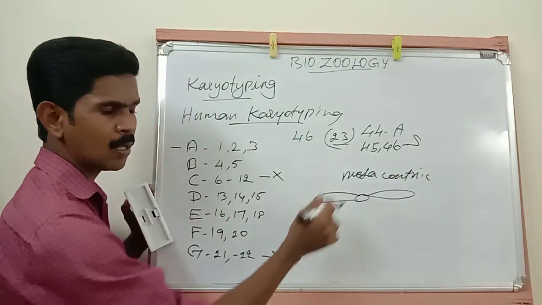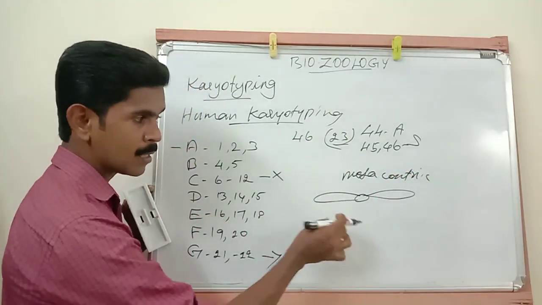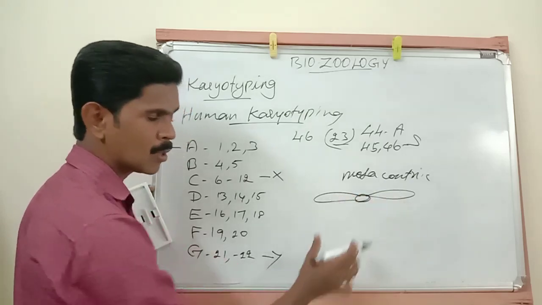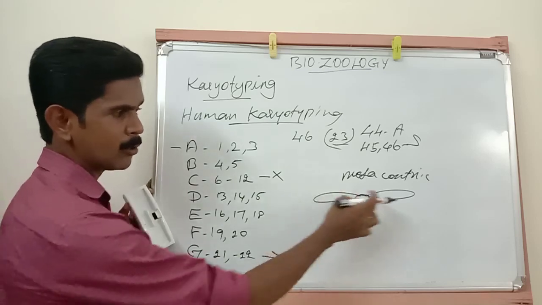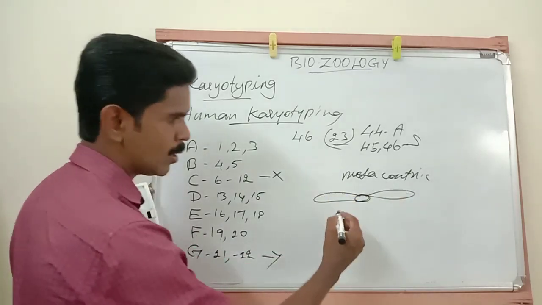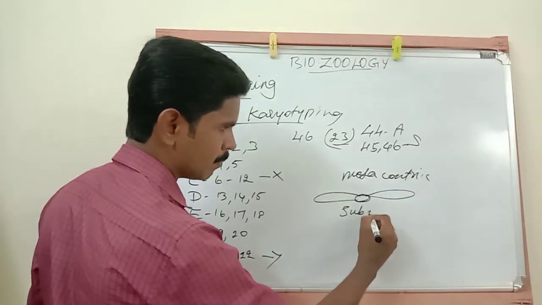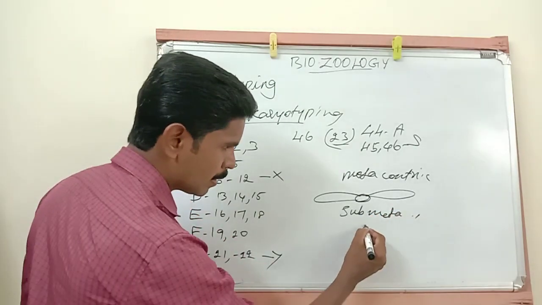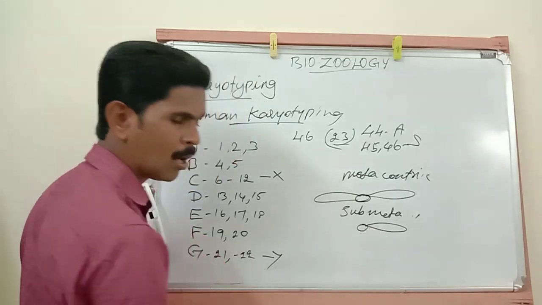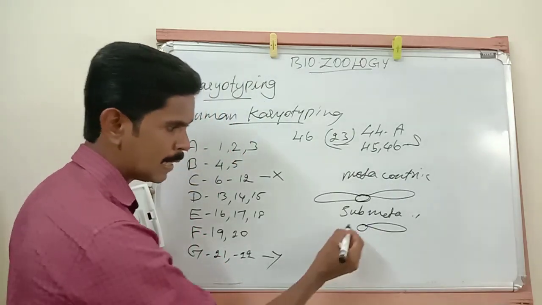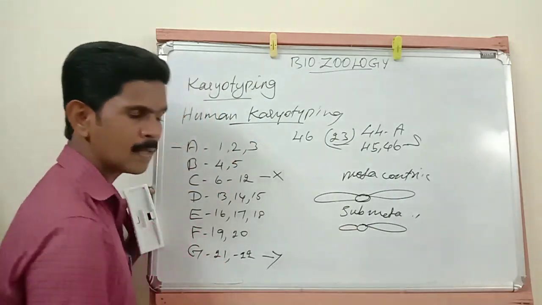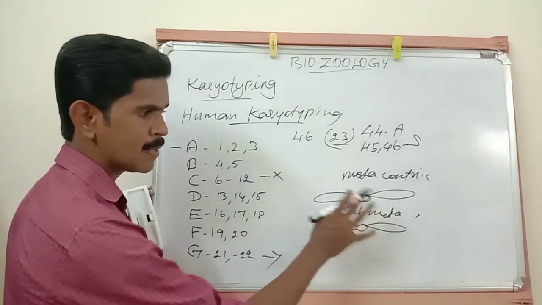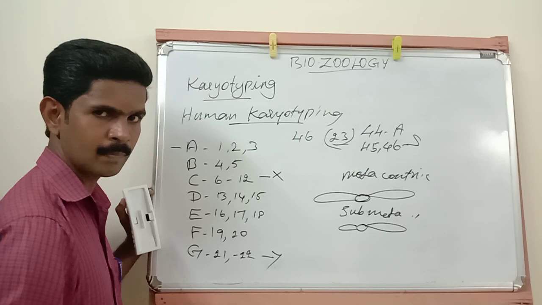This chromosome is called metacentric. Metacentric meaning the centromere is present in the center region and both arms, the chromatids, are of equal length. The second one is submetacentric, meaning one arm or one chromatid is long and the second arm is very short. So this type of chromosome is called submetacentric chromosome.